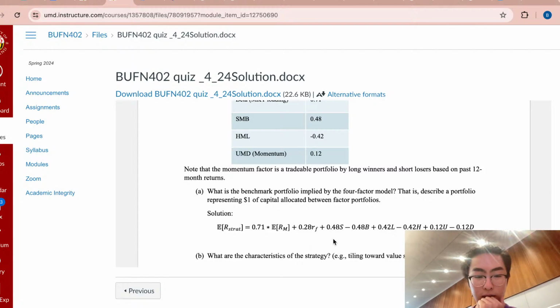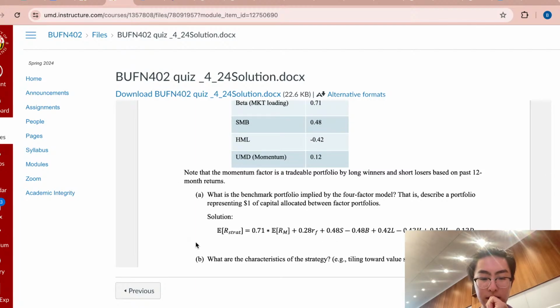Oh, okay, so he actually ended up splitting. And he has the expected return here.